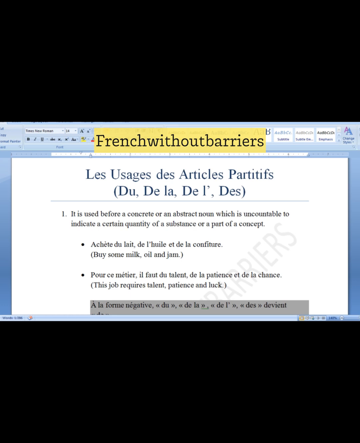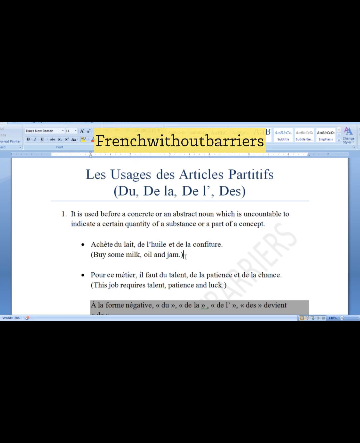It is used before a concrete or an abstract noun which is uncountable, to indicate a certain quantity of a substance or a part of a concept. Now, guys, it can be a concrete or an abstract noun, however, it should be uncountable. That is when we are going to use our partitive articles. Okay, let's just see the first example.